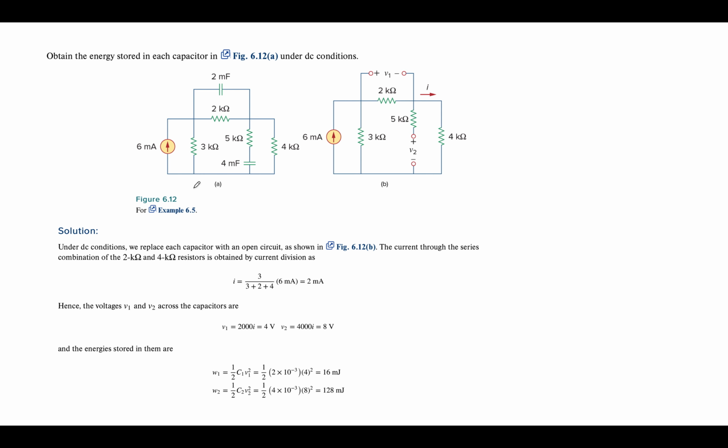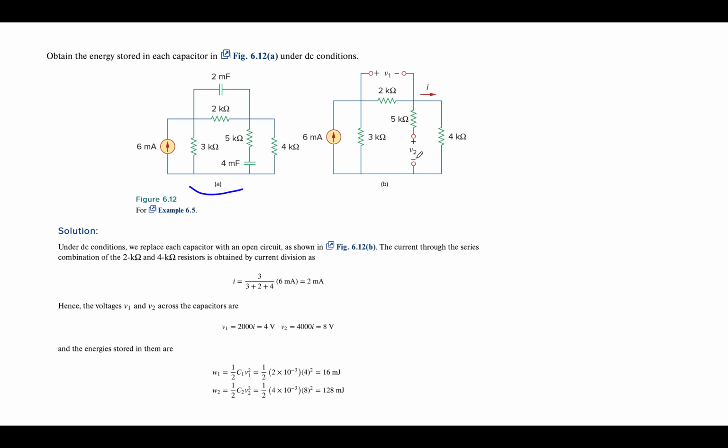So here's our circuit. We assume it's been sitting here for a very long time, and so it looks like DC. It's a DC current source, and under DC, you might remember that capacitors look like opens. So in order to calculate the voltage on these capacitors, we're going to replace them with an open circuit. If we calculate the voltage across the open circuit, that is the voltage across the capacitor. And you might remember that the energy stored in a capacitor is 1/2 CV squared.